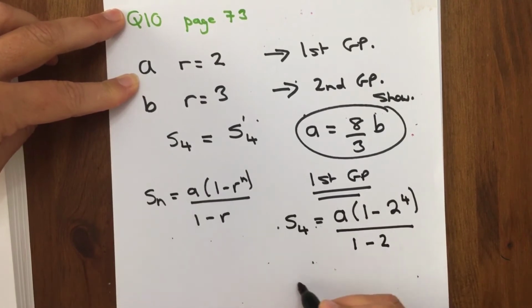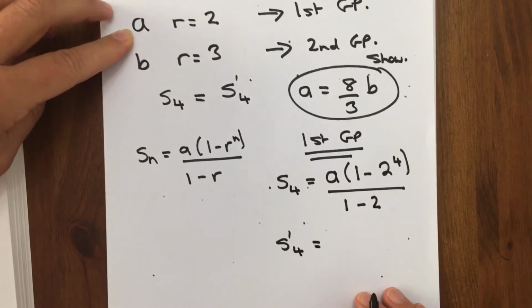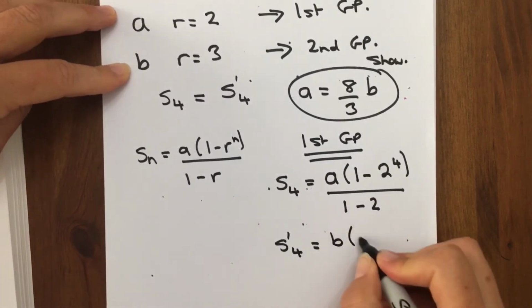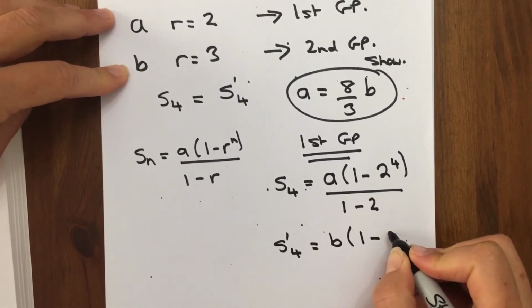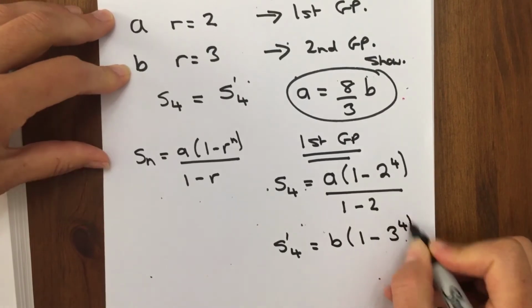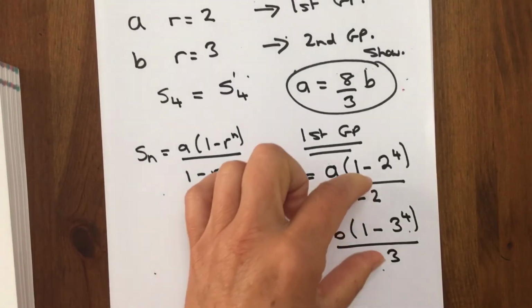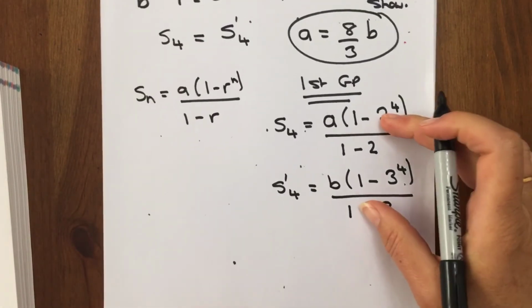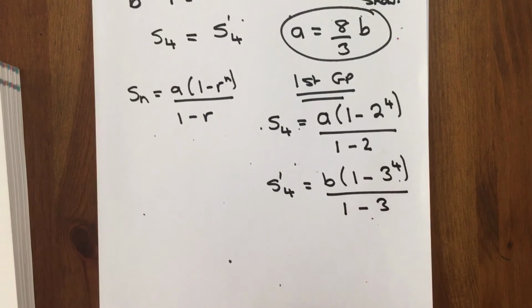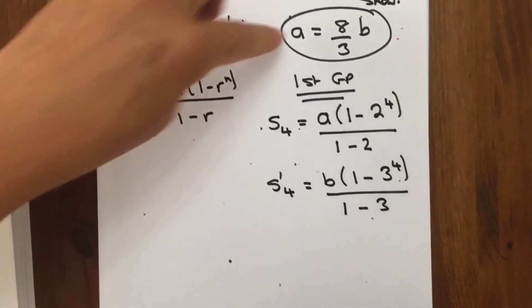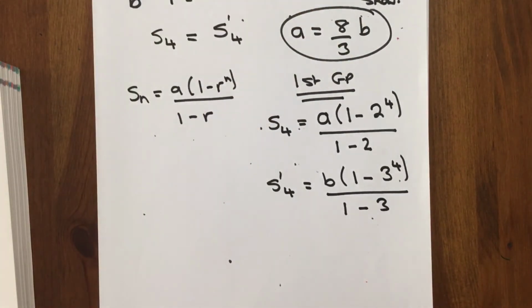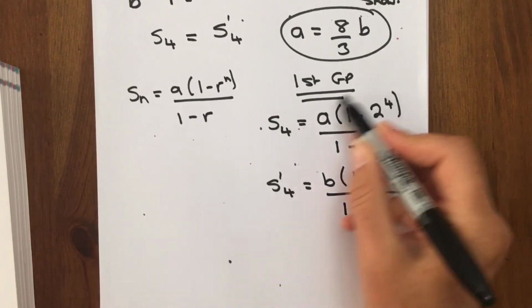And if I look at the second geometric sequence, the sum to 4 terms for this one, my first term is B, my common ratio is 3, and I'm doing it to 4 terms. Now, we know that these two are exactly the same, so we are going to put them equal to each other. And then we are going to rearrange to find this equation here.